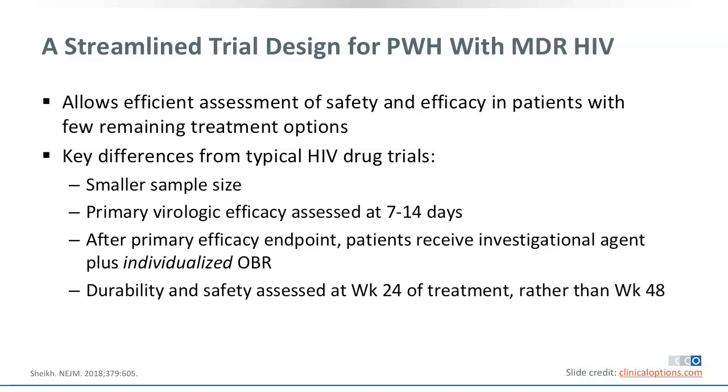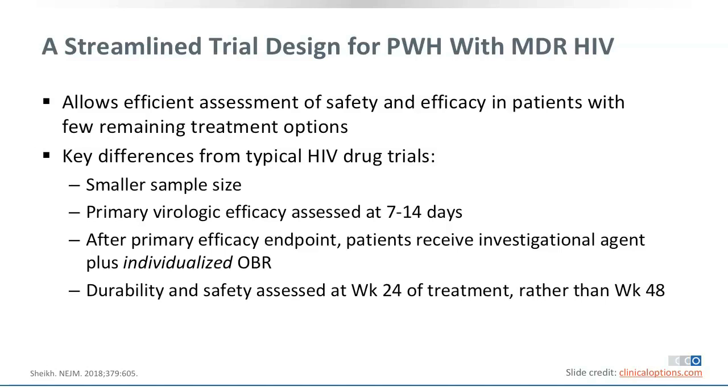And then the other thing that's a little bit different is after the primary efficacy endpoint is examined, patients then have their regimen changed to an optimized background regimen based on their individual resistance profile. So you end up getting very heterogeneous regimens being used in the trials because patients have very different profiles. So unlike other HIV drug trials where people are getting the same thing throughout the trial, in these types of trials, people are getting very different regimens as a result of their unique resistance patterns.